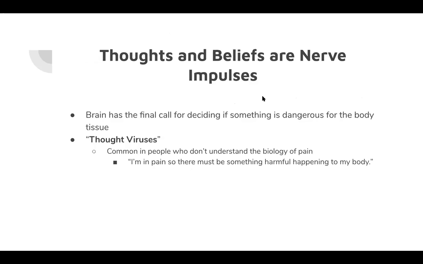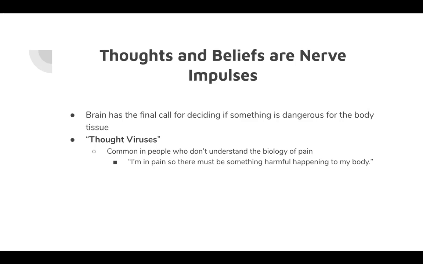Thoughts and beliefs are nerve impulses. So just as if someone were to get bit by a snake, that would generate a nerve impulse, thoughts and beliefs do the same. There's a chemical change that's happening, and I am no neuroscientist. This is all from my training in graduate school, which we did study neuroscience. But what Lorimer Moseley and David Butler discuss is that the brain has the final call for deciding if something is dangerous for the body tissue.